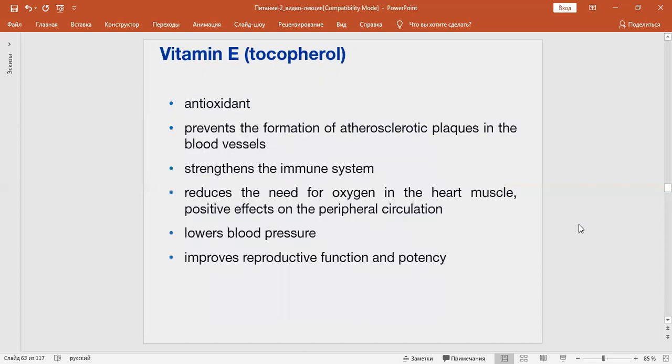The next vitamin that we are considering is vitamin E. It's also fat soluble. Tocopherol is an antioxidant. It prevents the formation of atherosclerotic plaques in the blood vessels, strengthens the immune system, reduces the need for oxygen in the heart muscle, and has positive effects on the peripheral circulation. Being diuretic, it lowers blood pressure, improves reproductive function and potency.